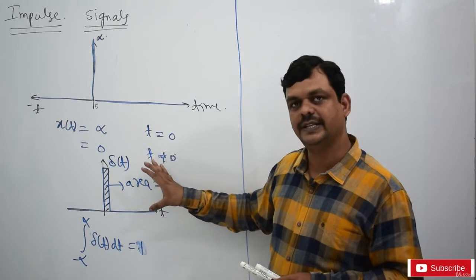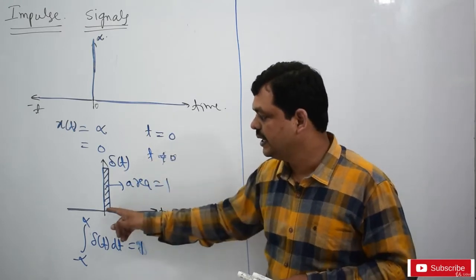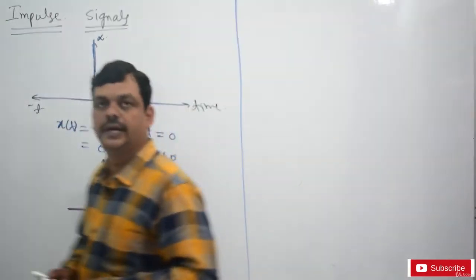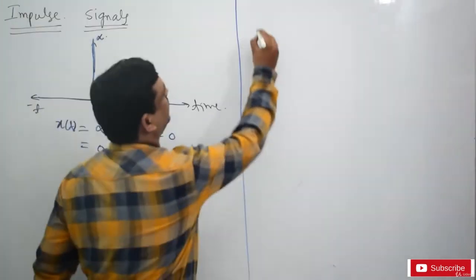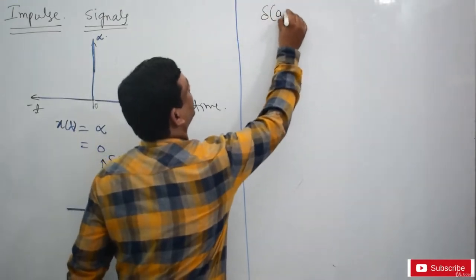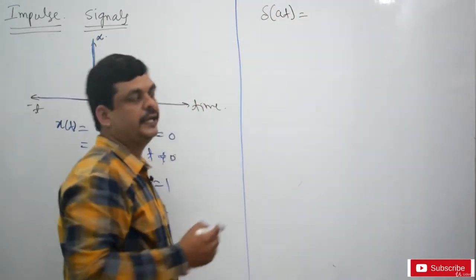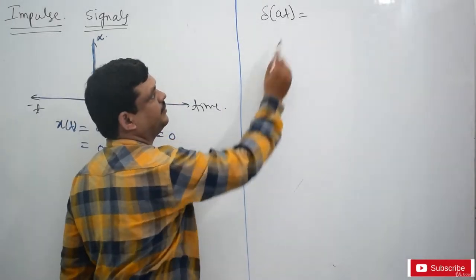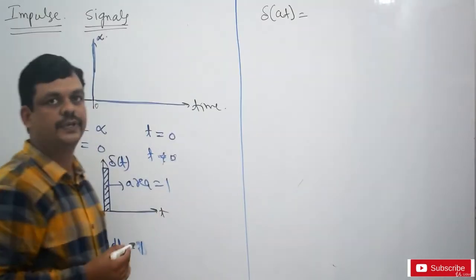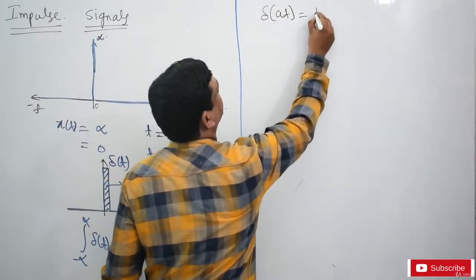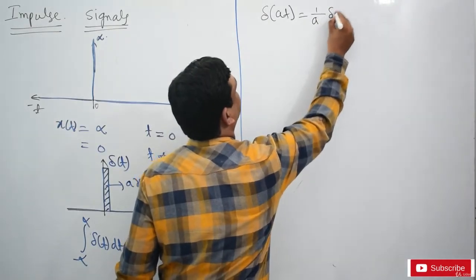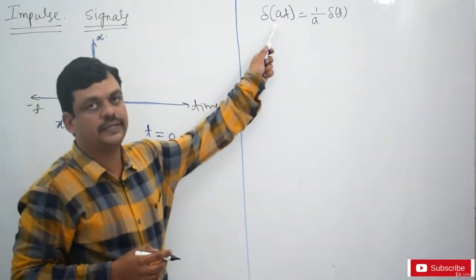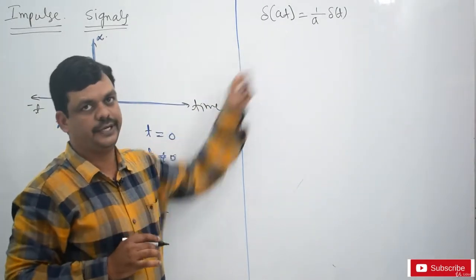And this impulse signal has certain properties, because here we consider the area of this value should be 1. Due to this, internally it has some properties. Those properties are: del of at, where a is some constant multiplied with time. It is also called a scaling operation. So after the scaling operation, the function becomes 1 by a into del of t. This is one property: del of at is equal to 1 by a del of t.